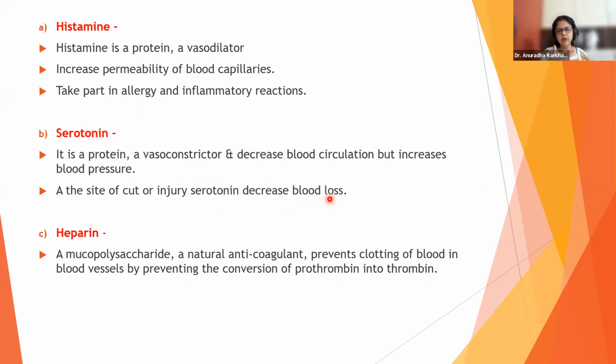So the platelets would come and form a plug, and the fibers also come and enmesh those platelets and not allow the blood to ooze out. Exactly. At that same site, there will be serotonin, which will be acting over there. Third is heparin, which is the third secretion of the mast cell. That is going to be a mucopolysaccharide. See, histamine is a protein, serotonin is a protein, but heparin is a mucopolysaccharide.